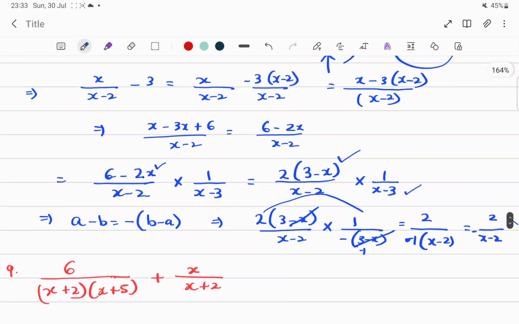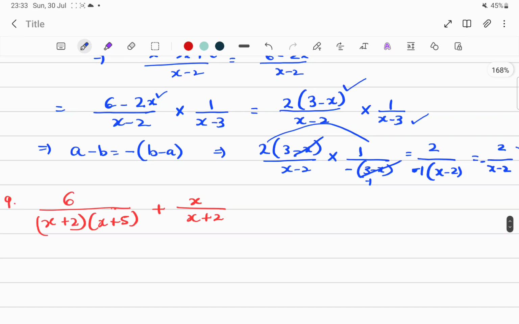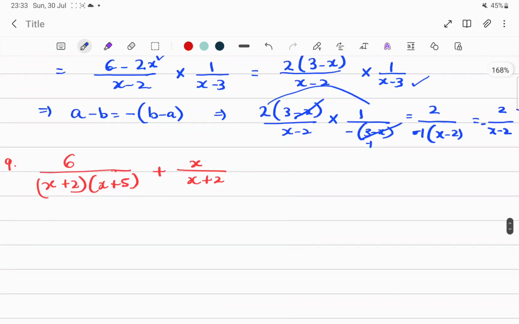Now the next question is 6 over x plus 2 times x plus 5 plus x over x plus 2. In the previous question I gave you an example that you have to make, okay, this is x plus 2 times by x plus 5, because this is not present in the second part.